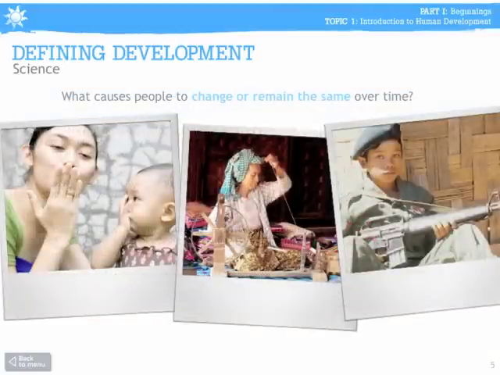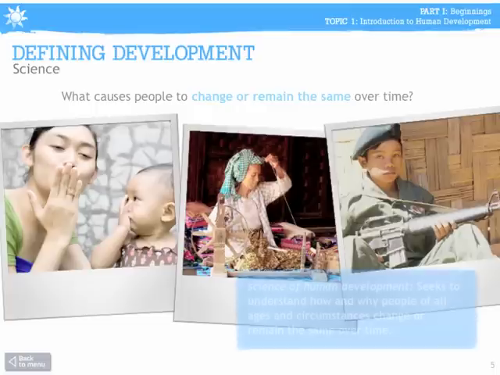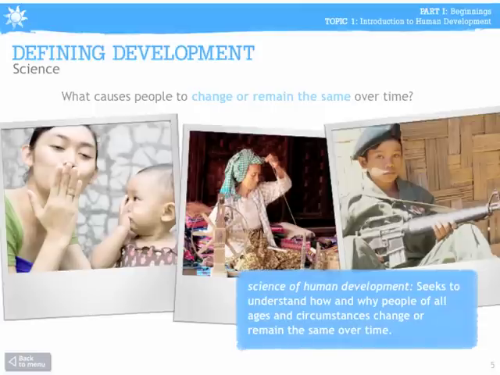What causes people to change or remain the same over time? Like every other science, developmental studies depend on theories, data analysis, critical thinking, and sound methodology. And the science of human development is seeking to understand how and why people of all ages and circumstances change or remain the same over time.